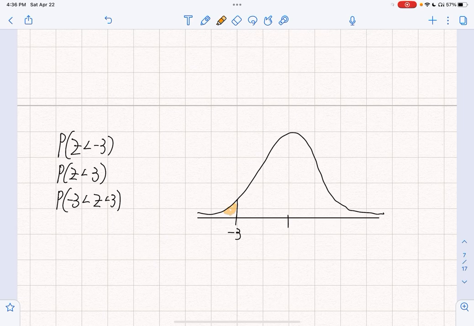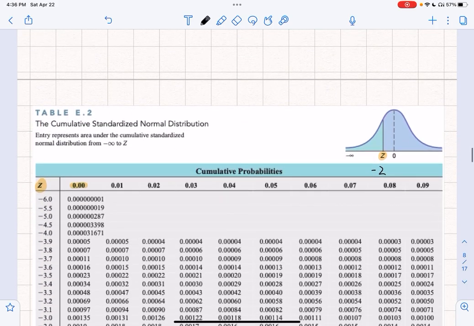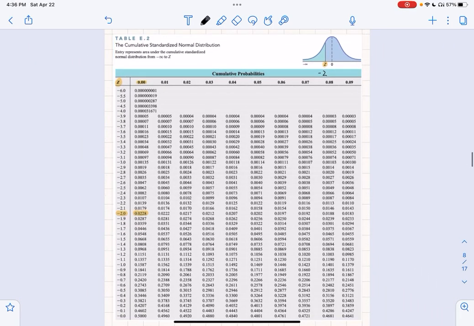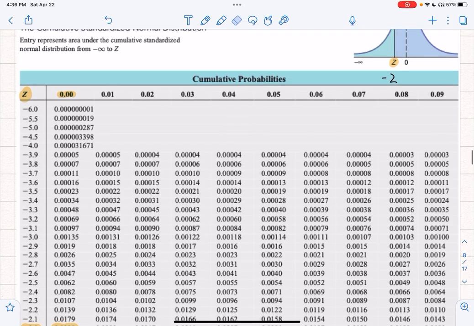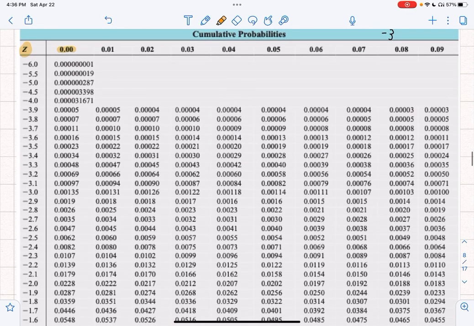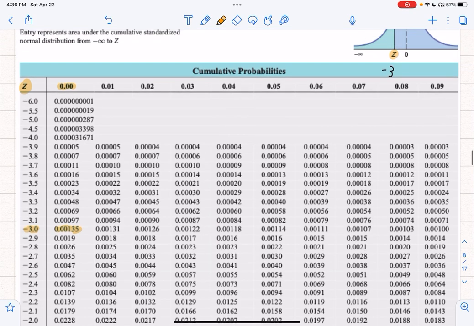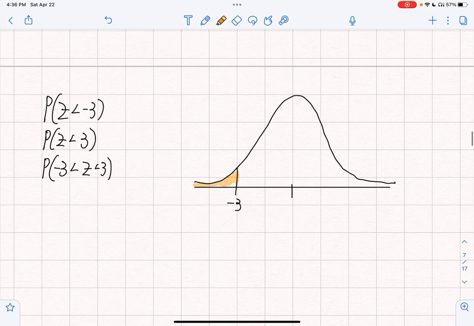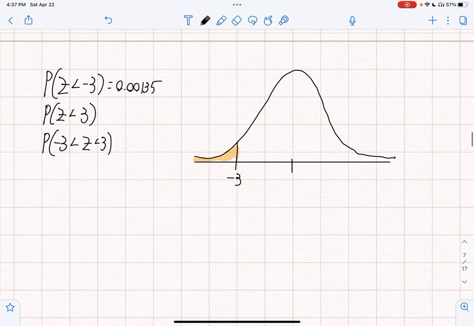Okay, so let's go ahead and do this. So I want the probability that z is less than -3. So we're going to start with our first table because this is a negative value. So before we had -2, but now it is -3. So I scroll down to -3. Okay, so -3.00 is right here, and we get the area of 0.00135. So very small.